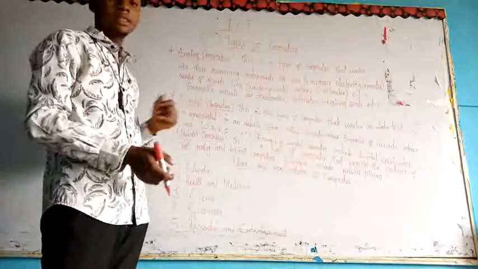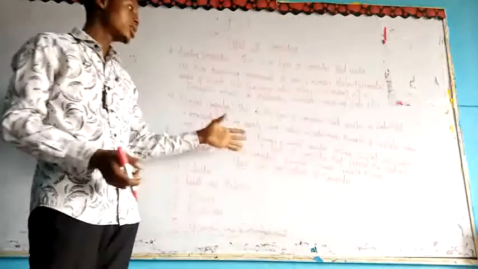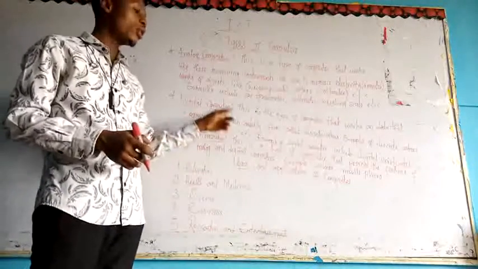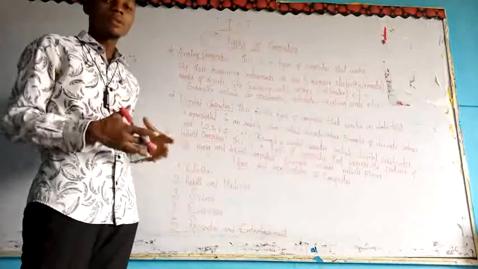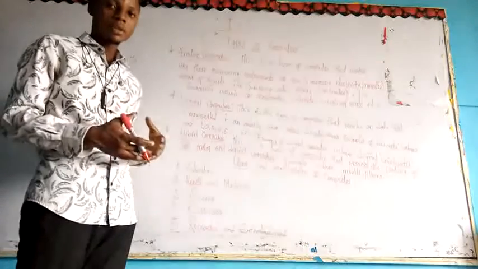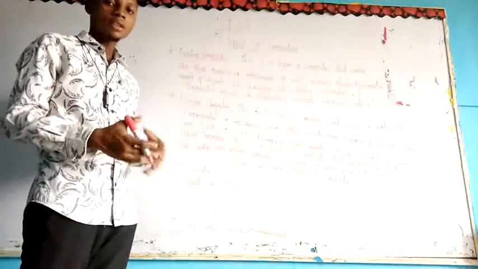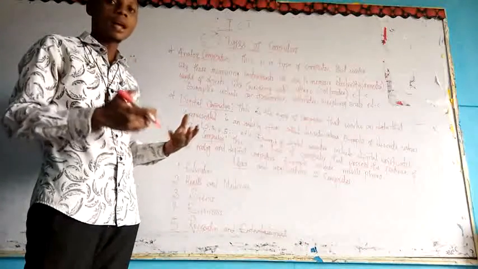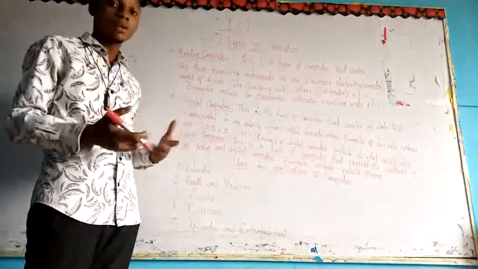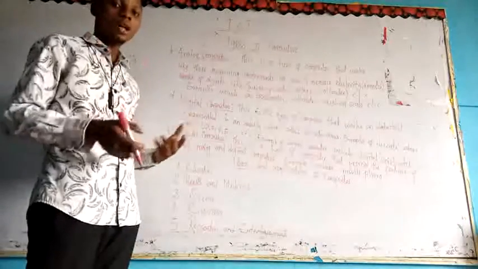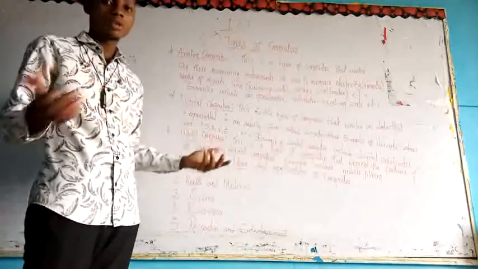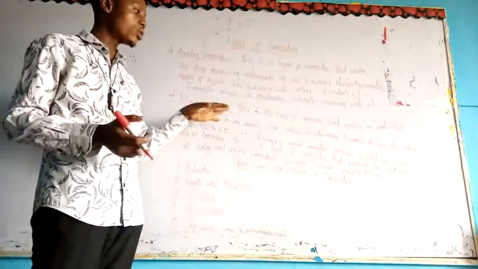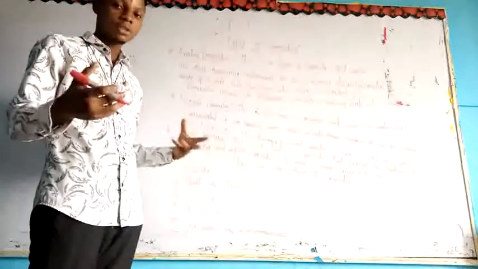On the other hand, the digital computer. A digital computer is the kind of computer that works on data that is represented in an orderly form. This orderly form is known as what? The discrete values. And discrete values are also known as the decimal numbers, such as 1, 2, 3, and so on and so forth. So this works on these discrete values.